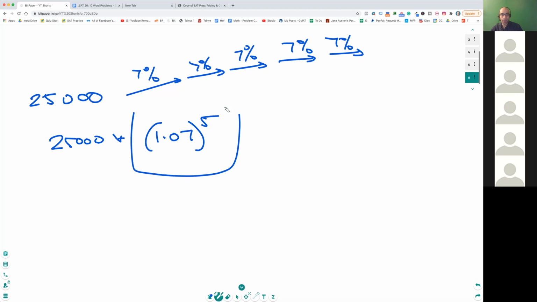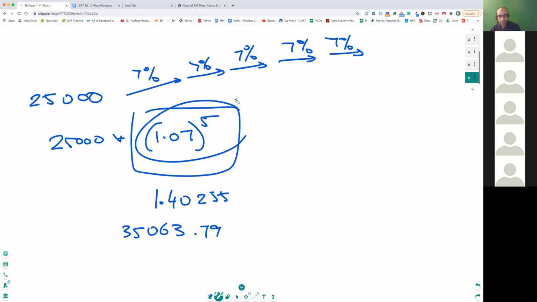I always calculate this part first. Then I have it in the calculator, 1.40255. It's already in there, and then multiplied by 25,000, I get 35,063.79, etc. So try to calculate this first, and then everything becomes easier. I calculate this, then I multiply it by this. But either way, whatever works for you.